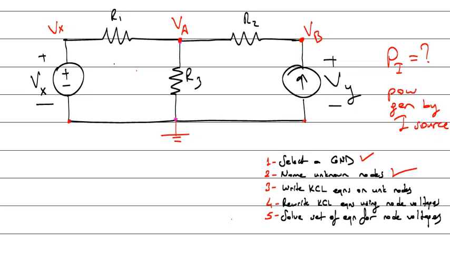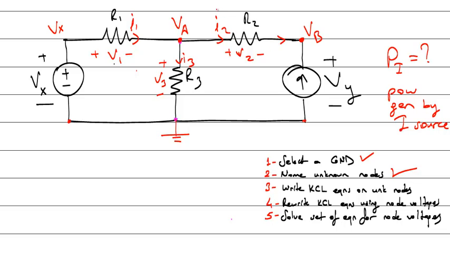Okay. But I have to define some currents to write KCL equations. I have to define some voltages and some currents. Let me define some voltages and currents: V1 and I1, V2, I2, V3, I3.